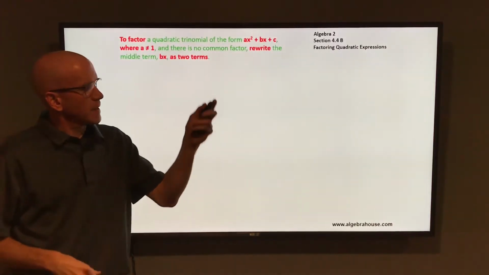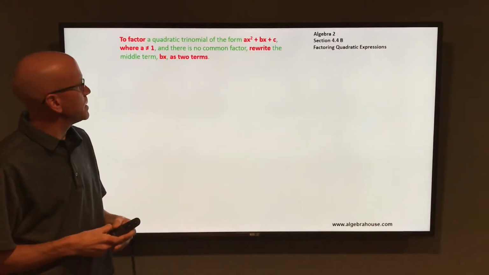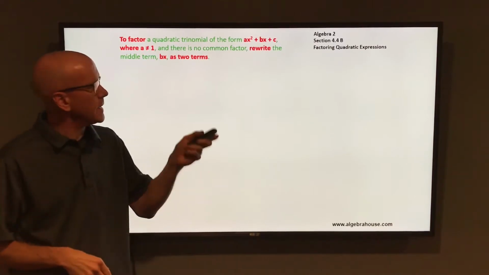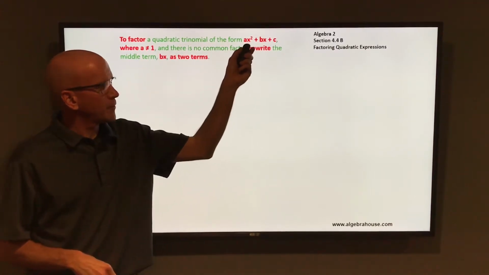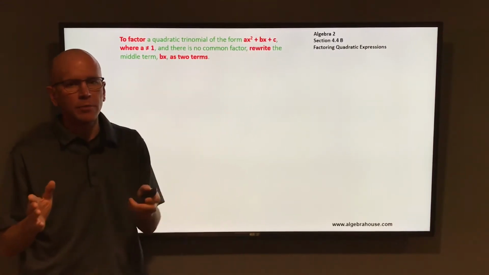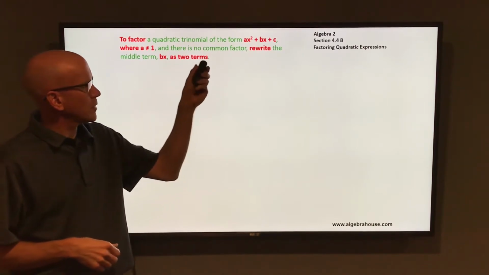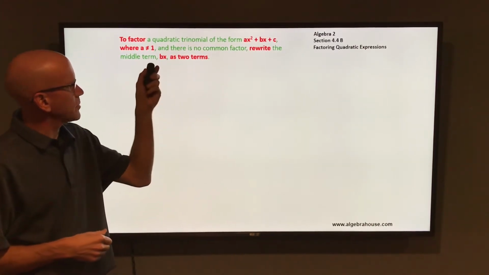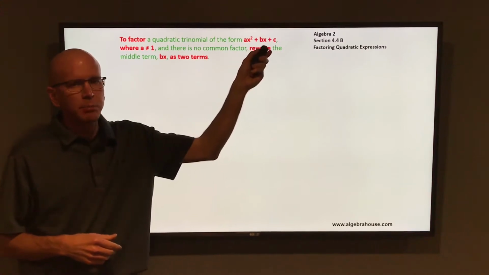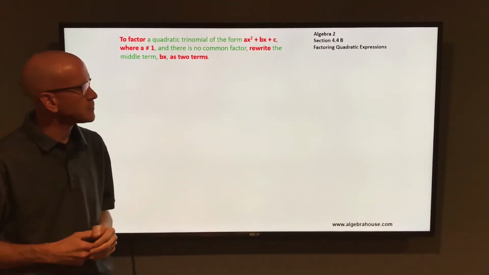To factor a quadratic trinomial of the form ax squared plus bx plus c, this time where a is not equal to 1, so the coefficient of the x squared will no longer be equal to 1, and there is no common factor, we need to rewrite the middle term, that bx. We need to split that into two terms.